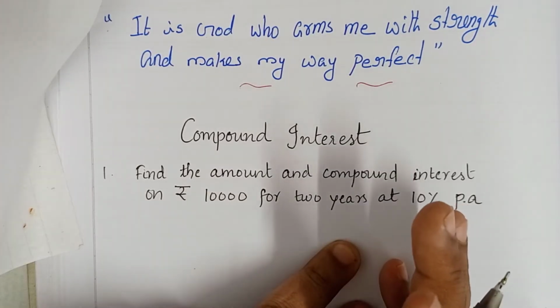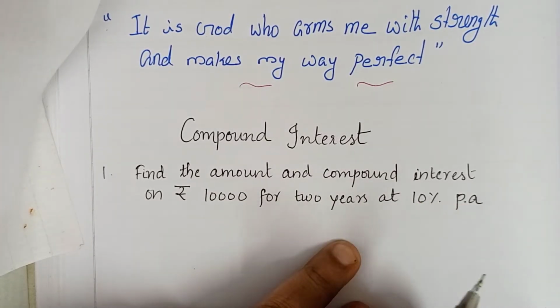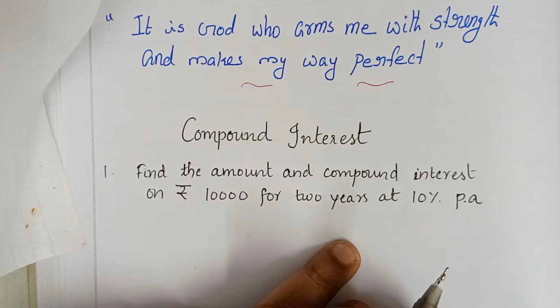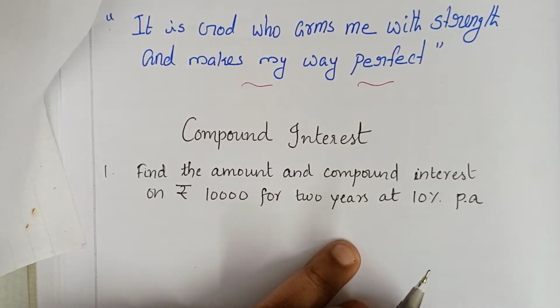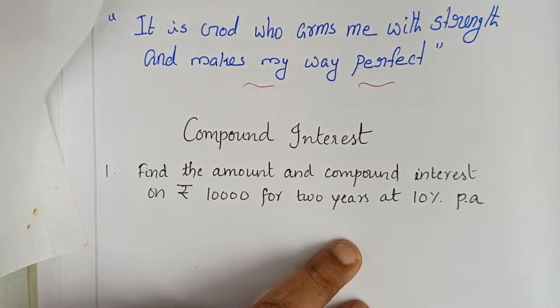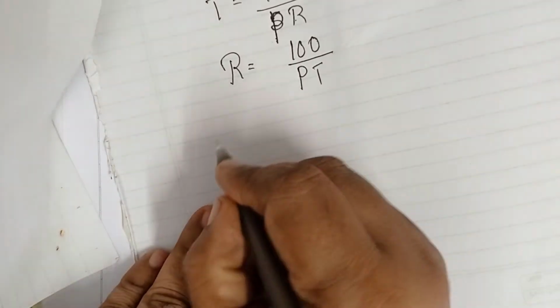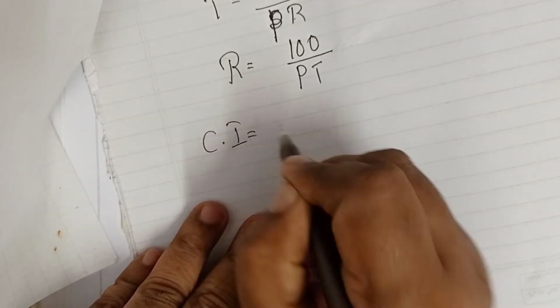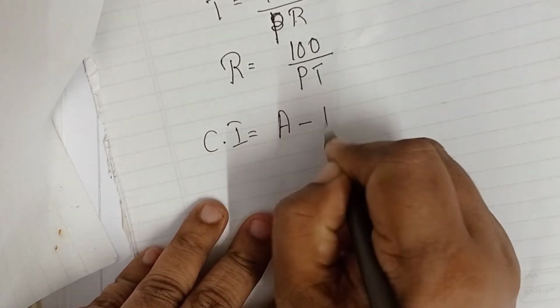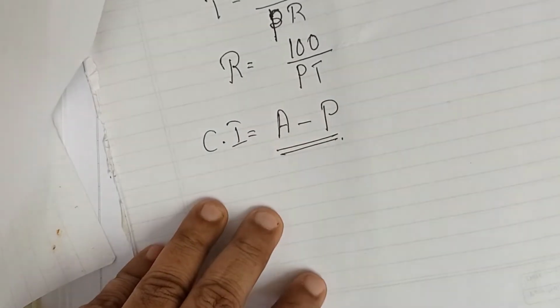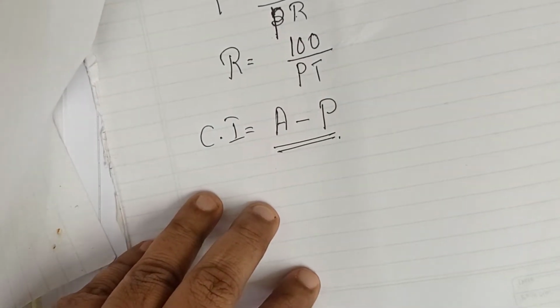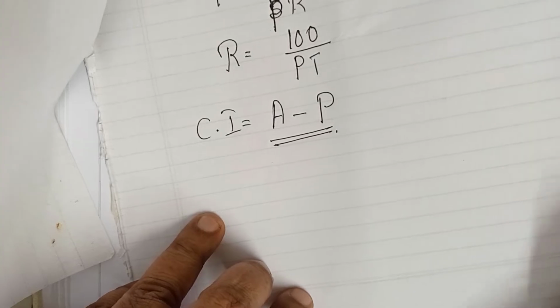The difference between the final amount and the original principal is the required compound interest. Compound interest means final amount minus original principal. Here also CI means the amount minus principal. Understand? All of you write one problem.